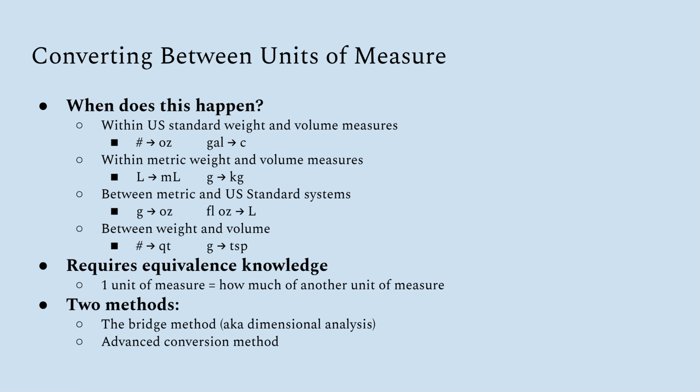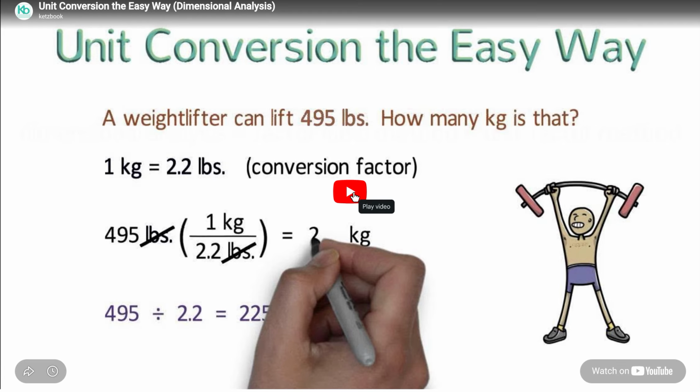So let's learn 2 different methods. We're going to go over the bridge method, aka dimensional analysis. I know that sounds complicated, but it's really not. It is the longer way to do this, but it just shows you every single step. And then the advanced conversion method is when you get really familiar with those equivalencies that I just mentioned, and then you'll be able to skip over the middle step in the bridge method and get more straight to the point. But let's take it slow and let's learn about the bridge method, aka dimensional analysis first. So I'm going to let the video do the talking.